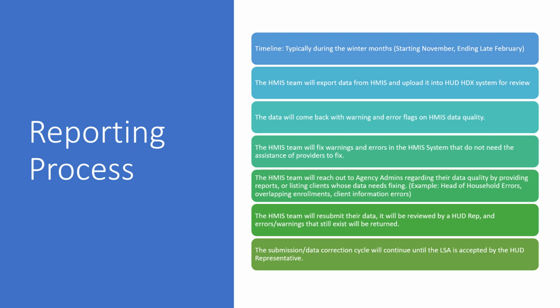The HMIS team will fix warnings and errors in the HMIS system that do not need the assistance of providers to fix. And then the HMIS team will reach out to agency admins regarding their data quality by providing reports or listing clients whose data needs fixing. The kinds of data entry errors that we sometimes see are head of household errors, overlapping enrollments, client information errors, things like that.